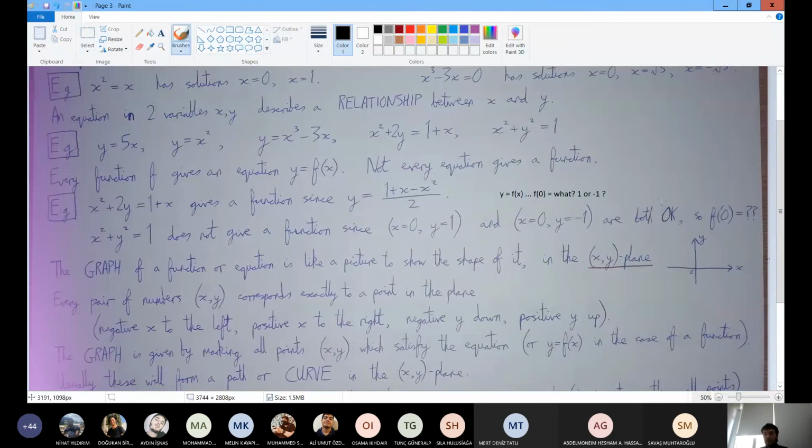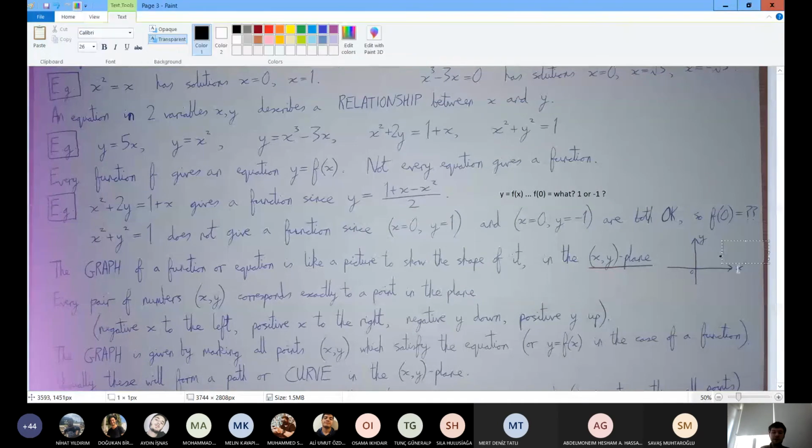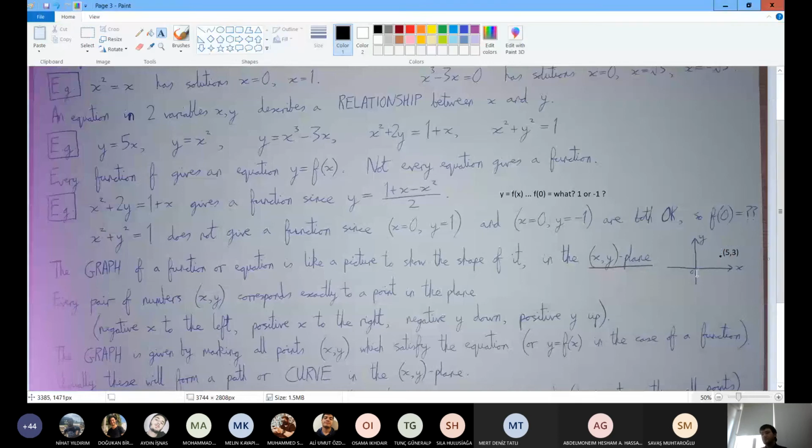So if I choose any random point in this plane, like here, that's over to the right and a bit up. So it has a positive x coordinate and a positive y coordinate, but the y coordinate is a bit smaller than the x coordinate. So you could say, for example, it's 5 to the right and 3 up.